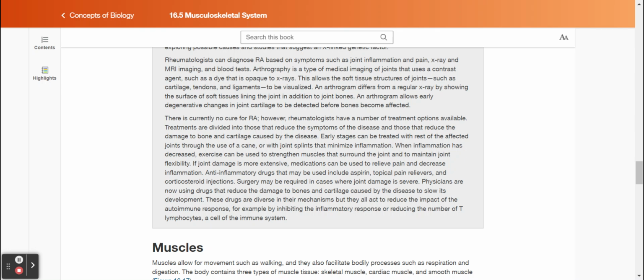Arthrography is a type of medical imaging of joints that uses a contrast agent, such as a dye that is opaque to X-rays. This allows the soft tissue structures of joints, such as cartilage, tendons, and ligaments, to be visualized. An arthrogram differs from a regular X-ray by showing the surface of soft tissues lining the joint in addition to joint bones. An arthrogram allows early degenerative changes in joint cartilage to be detected before bones become affected.